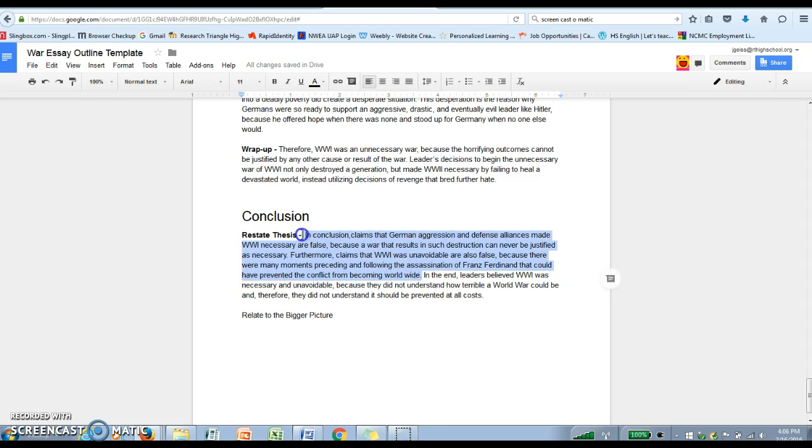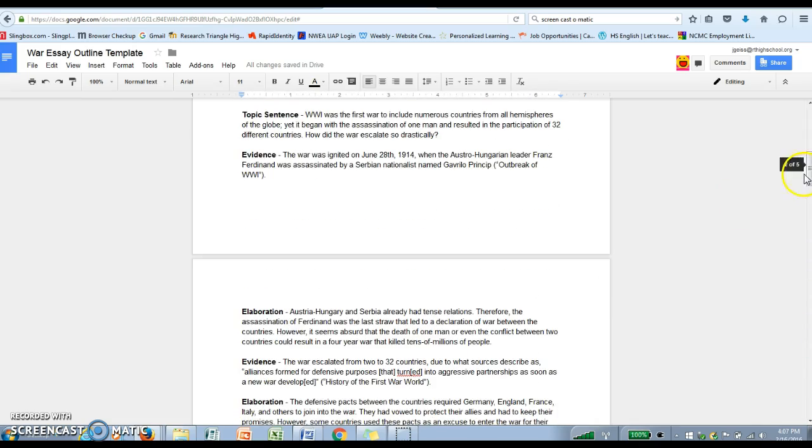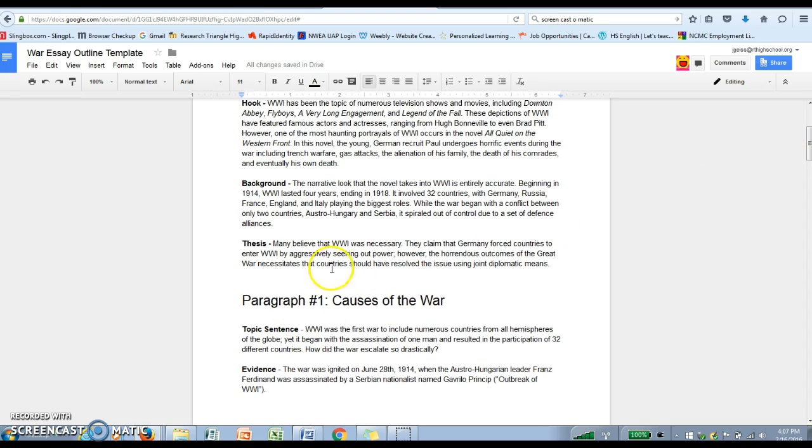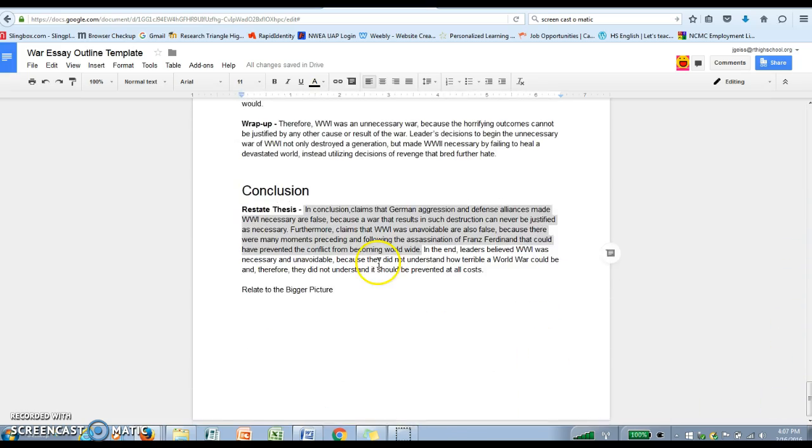In your restated thesis, it should not just be the thesis that you have in your introduction written with a bunch of thesaurus synonyms. It should not be the same exact thing reworded. It should be covering the same ideas, but with a great deal more detail and thoroughness to reflect upon everything that's been learned in your essay.